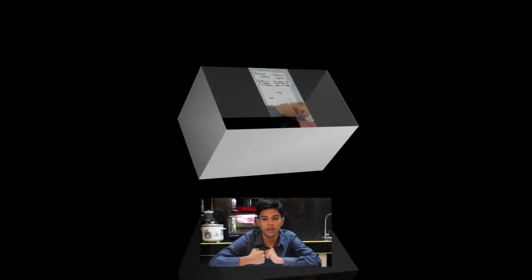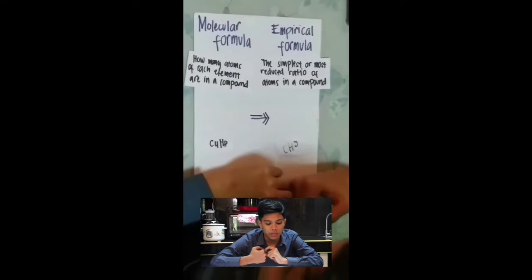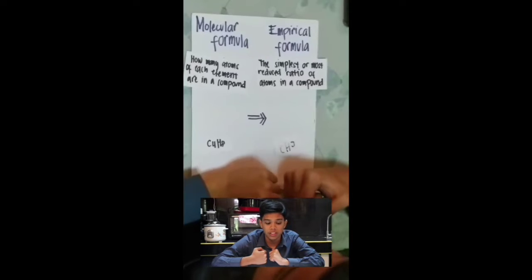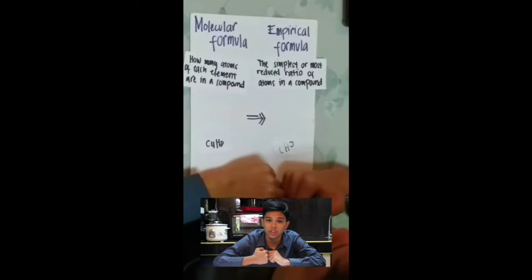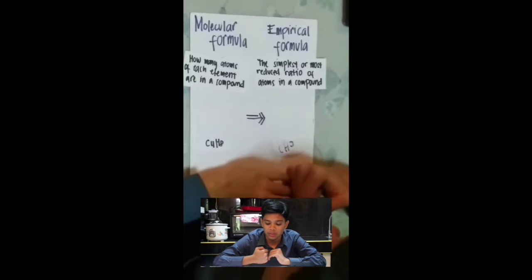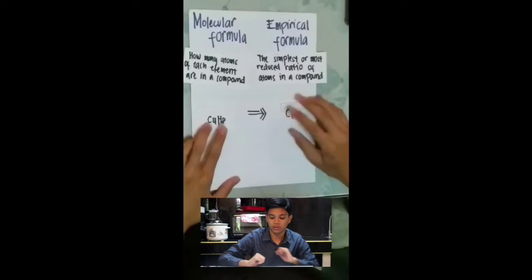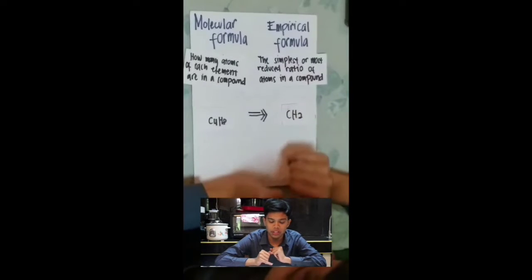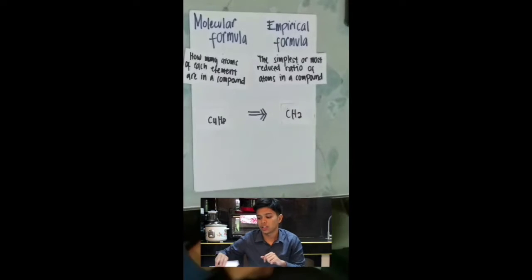Hi guys, today I'll be discussing molecular formula and empirical formula. So what is molecular formula? Molecular formula is how many atoms of each element are in a compound, while empirical formula is the simplest or most reduced form ratio of atoms in a compound. So for example, C4H8 will turn into CH2 because CH2 is the simplest form of C4H8. So I've made a problem regarding this matter.